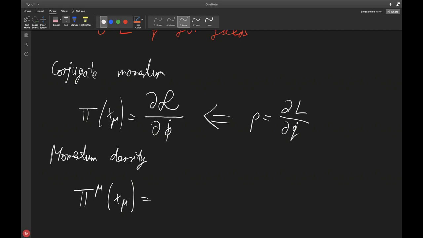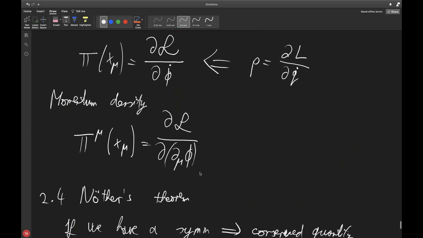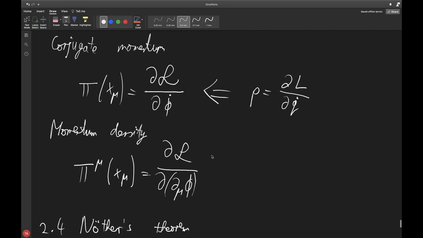And earlier we had the time derivative here. Now we're going to have the full derivative, the derivative by mu of the field. If you look at the time component, if mu is 0, then the uppercase Pi 0 of x mu is actually the same as the lowercase pi of x mu.